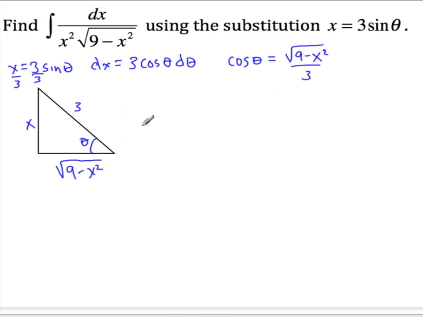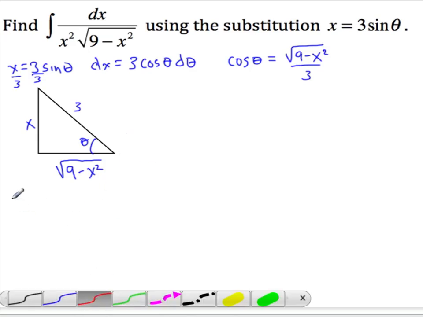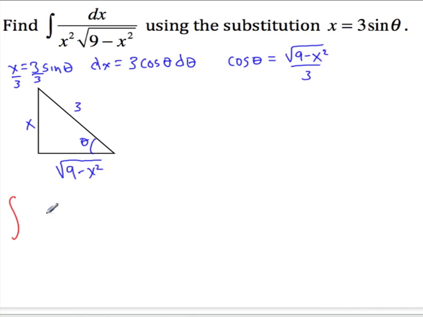Okay, so we can start plugging things in now, I think. Let's do red, and we have the integral of dx, which is 3 cosine theta d theta, divided by x squared, which is 9 sine squared theta, times the square root of 9 minus 9 sine squared theta, since x is 3 sine theta.